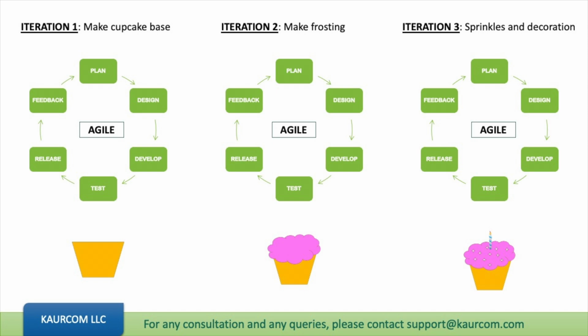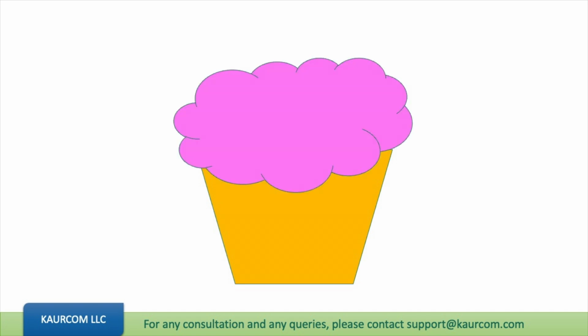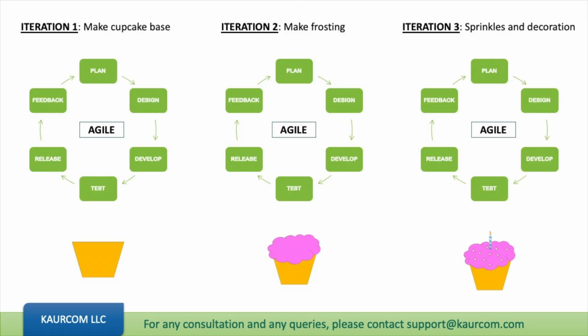As you are working through each of these iterations, you will be getting feedback. If the cupcake base did not turn out good, you will fix it, collect feedback, and move on. A similar process will be followed for frosting and decorations. The clear advantage here is that you don't have to wait for the entire cupcake to finish to test it, and instead you are testing it as it is being made and fixing any issues as they are found. And that is why Agile is depicted as a circular loop in this diagram, which represents the loop of continuous feedback.